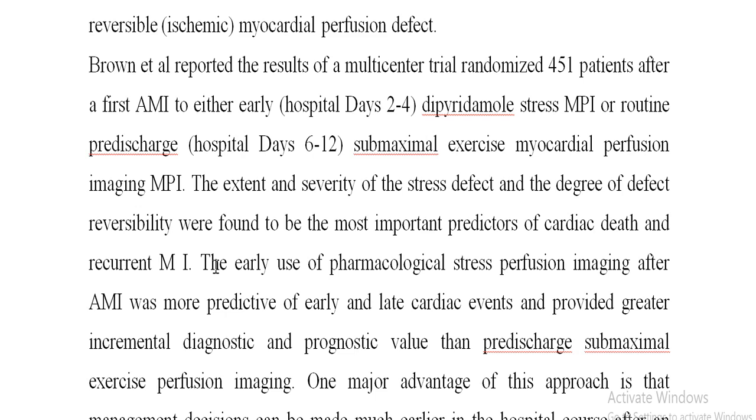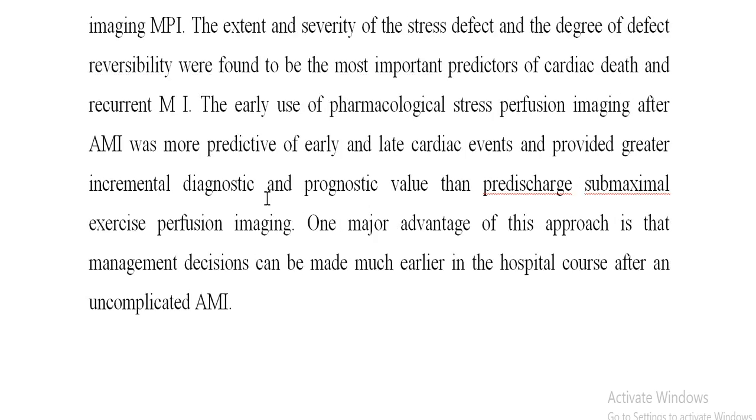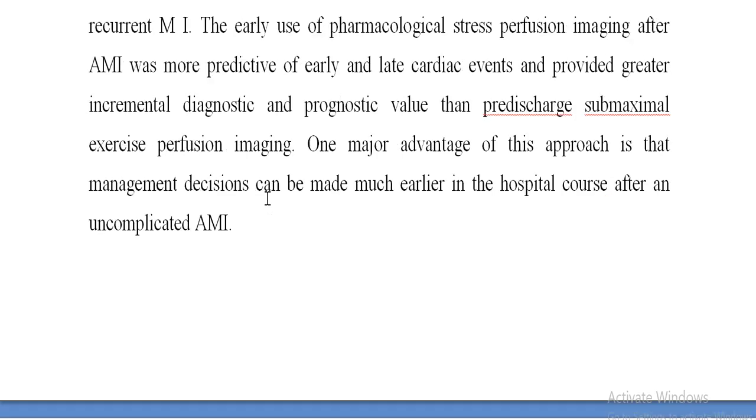The early use of pharmacological stress perfusion imaging after AMI was more predictive of early and late cardiac events and provided greater incremental diagnostic and prognostic value than pre-discharge submaximal exercise perfusion imaging. One major advantage of this approach is that management decisions can be made much earlier in the hospital course after an uncomplicated AMI.